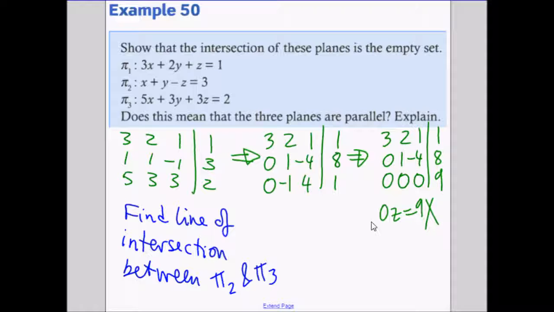point of any description of these three planes. Does this mean the three planes are parallel? Well, no. If they were parallel, the normal vectors would be parallel. And look at them, they're not. Normal vector here is 3, 2, 1. That can never be parallel to 1, 1, minus 1, etc. And that cannot be parallel to this. So the intersection of the planes is the empty set, but the three planes are not parallel.